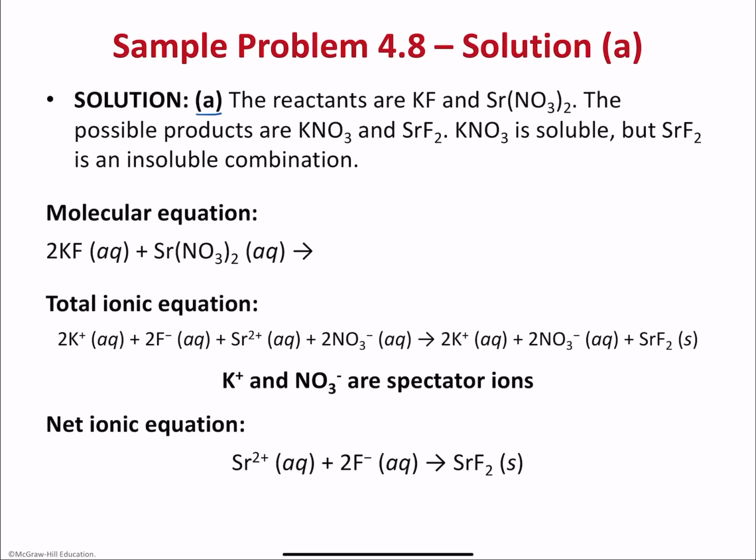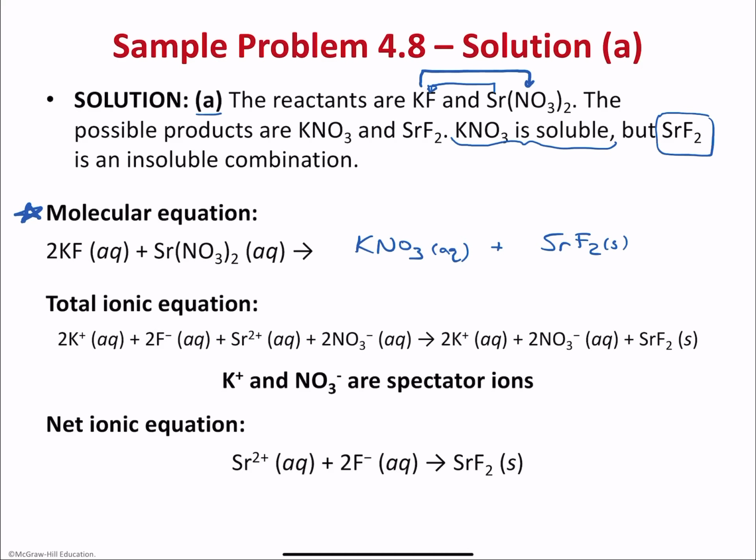The possible products are the combination of these ions, right? So I could end up combining potassium with the nitrate, or I could combine strontium with the fluoride. Sorry, there's not a lot of room there. Anyhow, when I evaluate that in the solubility table, I see that potassium nitrate is soluble. In fact, it's a very soluble compound, but strontium fluoride is not a soluble compound, so it's going to form a solid. So here's my molecular equation. I'm starting with my molecular equation. So I have my potassium fluoride plus my strontium nitrate is going to give me my potassium nitrate, and of course, that's soluble. I know that from the solubility table. And then I'm going to add my strontium fluoride, and I know that's insoluble from the solubility table.